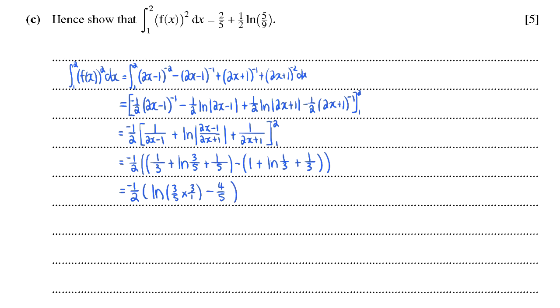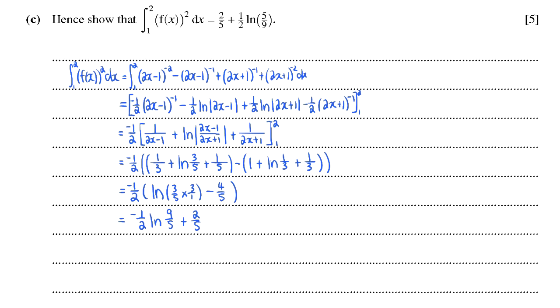And we have got something very simple now. Let's distribute the negative a half. So we get negative a half ln 9 on 5. And the 2 cancels with the 4, and the negatives cancel each other out, and we end up with plus 2 on 5. Okay, that looks like what we're trying to get to, but hopefully you would notice, oh, ours has got a 9 on 5, we need a 5 on 9, but we have a negative out the front.